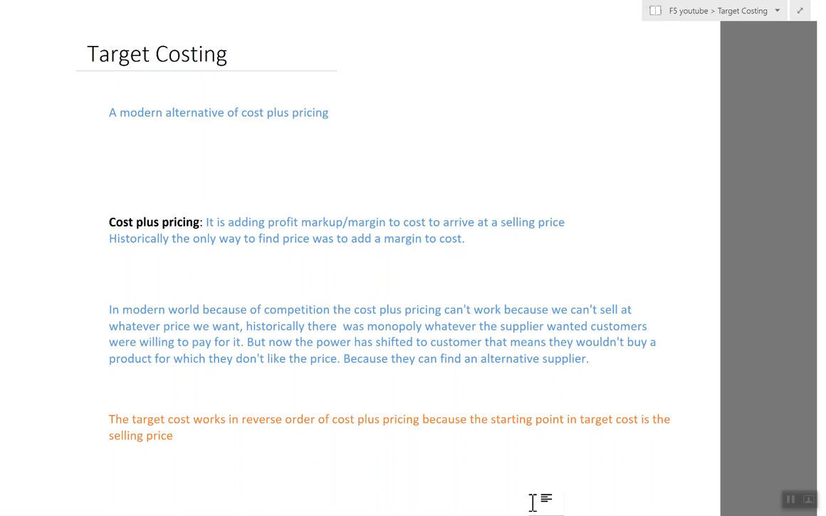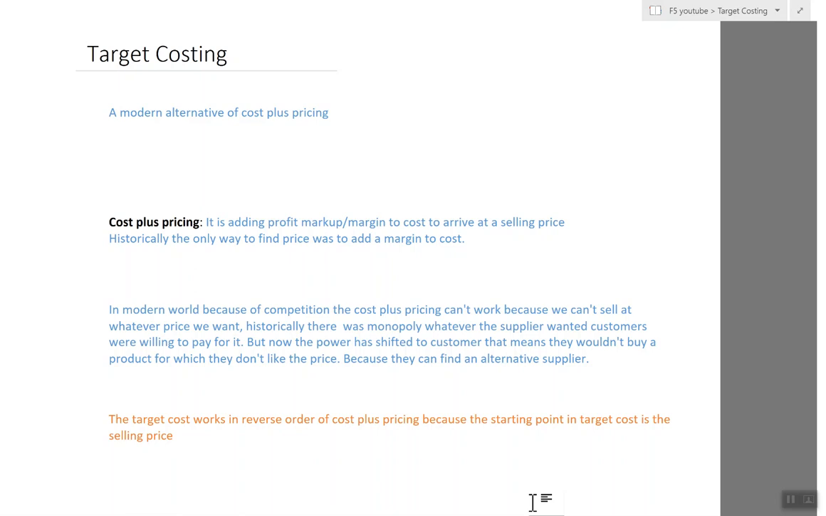Remember, cost plus pricing means finding the cost of a product, adding a profit to it to find the selling price. This is what people did in the past. Conventionally, this is how price was found. But in the past, there wasn't a lot of competition. Power was with the suppliers, so they were charging whatever they wanted to charge. Obviously, in today's world, where there's competition, we have different prices offered by different suppliers. We cannot charge whatever we want to charge.